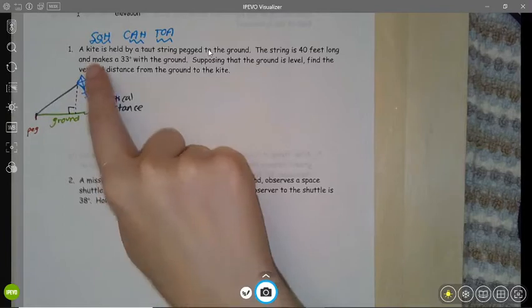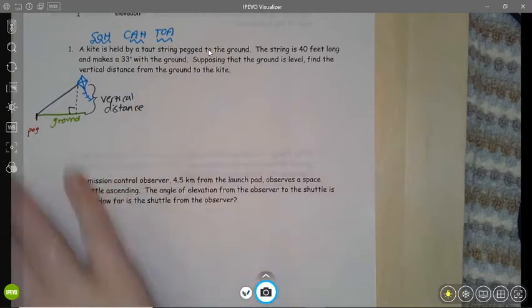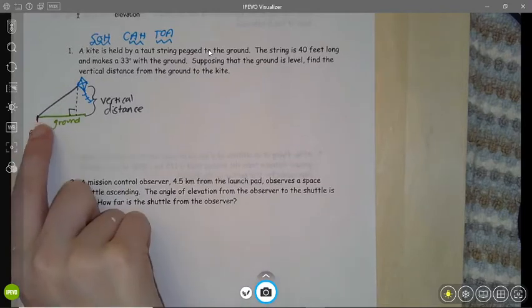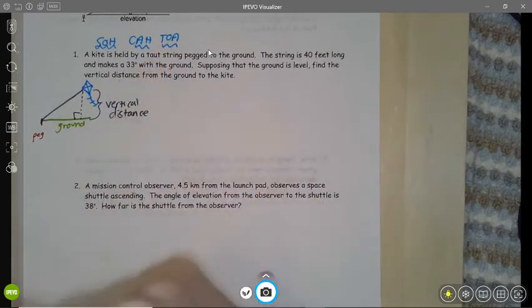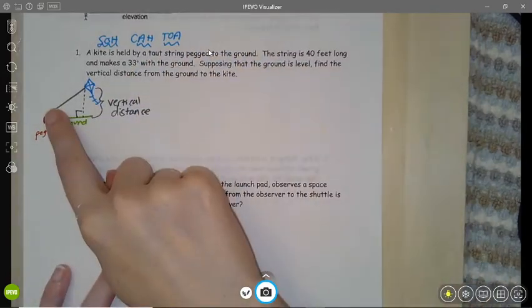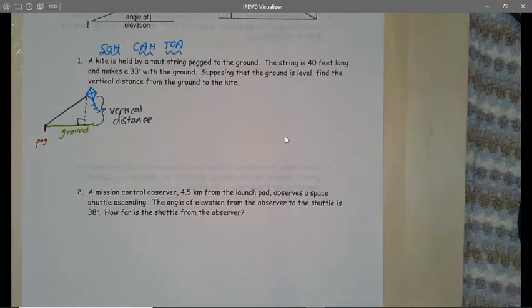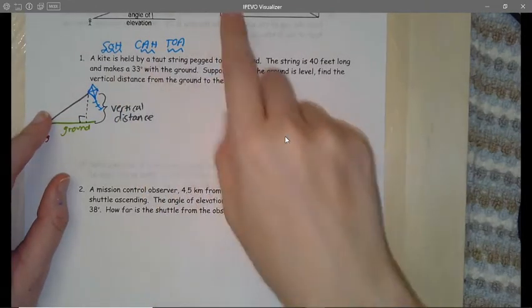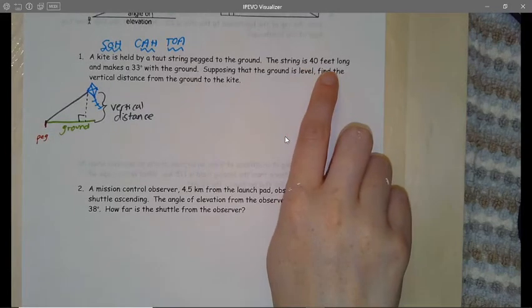A kite is held by a taut string pegged to the ground. I've drawn this picture. We have this peg in the ground that's holding a string. The word taut means it's a really tight string, just like when the kite's in the air, it's going to be pulling on the string. So the string is very tight. That's what that word means. But anyways, the string is 40 feet long.